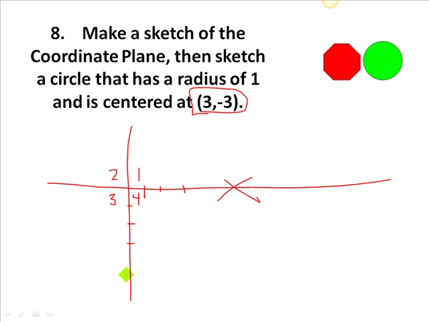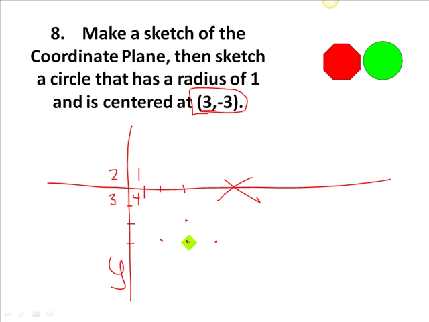This is my x-axis, this is my y-axis, and so x is my first number in the ordered pair. I go 1, 2, 3, and then I'm going to go -3. 1, 2, 3. So there's the center of my circle, and it has a radius of 1. So I'll go up 1 in this direction, and that point will fall on the circumference of my circle, and I'll go this way in 1, and that point will fall on the circumference of my circle, and I'll go about the same distance over here.